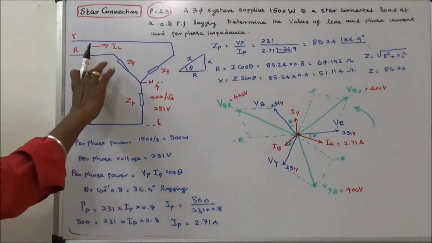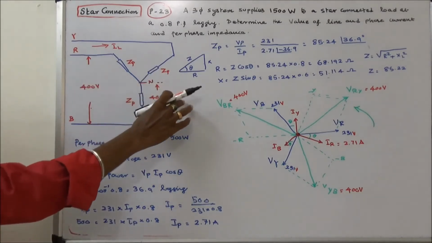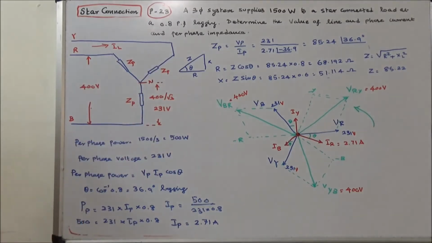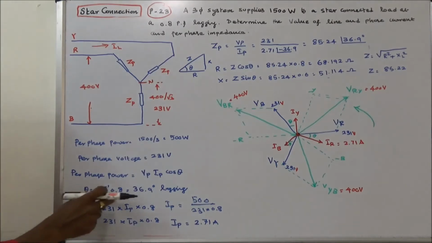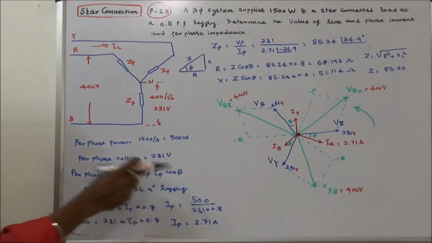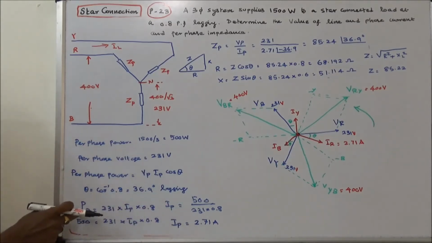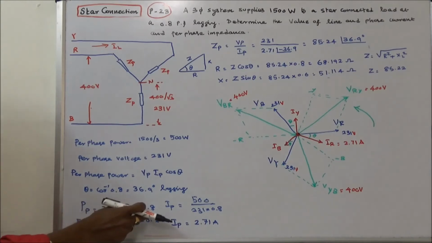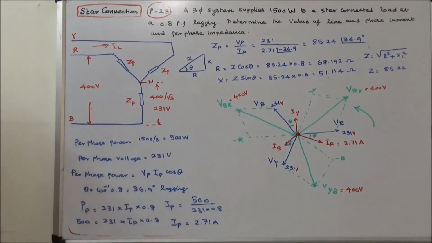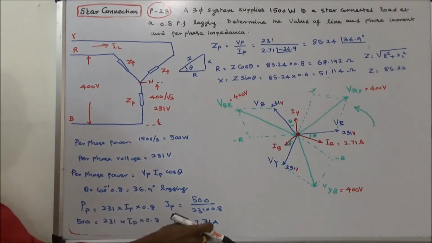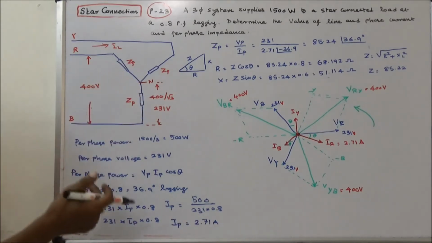Line voltage is 400, per phase voltage is 400 by root 3, that is equal to 231. So per phase power is 500 watts, voltage is 231, theta is equal to cos inverse of 0.8, that is 36.9 lagging. I can calculate IP. Per phase power is equal to 231 into IP into cos theta, where cos theta is 0.8. So 500 is equal to 231 into IP into 0.8, IP is equal to 2.71 amps, that is the current.